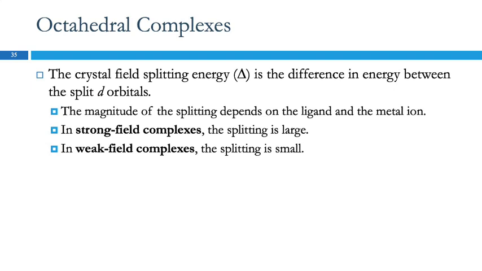So that delta is the crystal field splitting energy, the difference in energy between the two groups of d orbitals. How big that is, its magnitude, depends on what the ligand is and also on the metal ion. So we call them strong field complexes when that splitting is strong and the difference is large. In a weak field complex, the splitting is going to be small, the difference in energy between those is small.